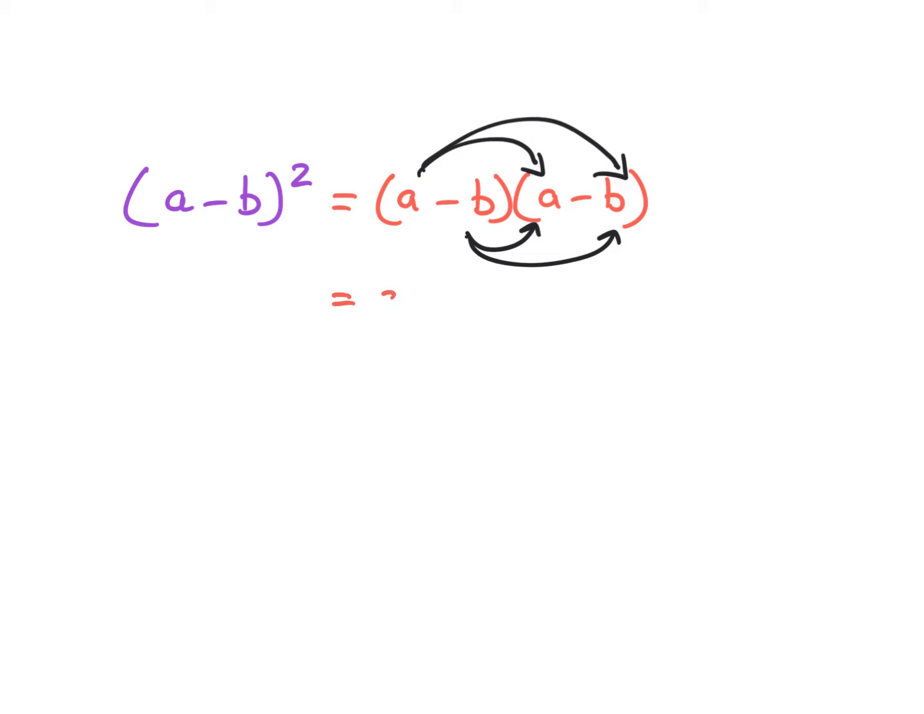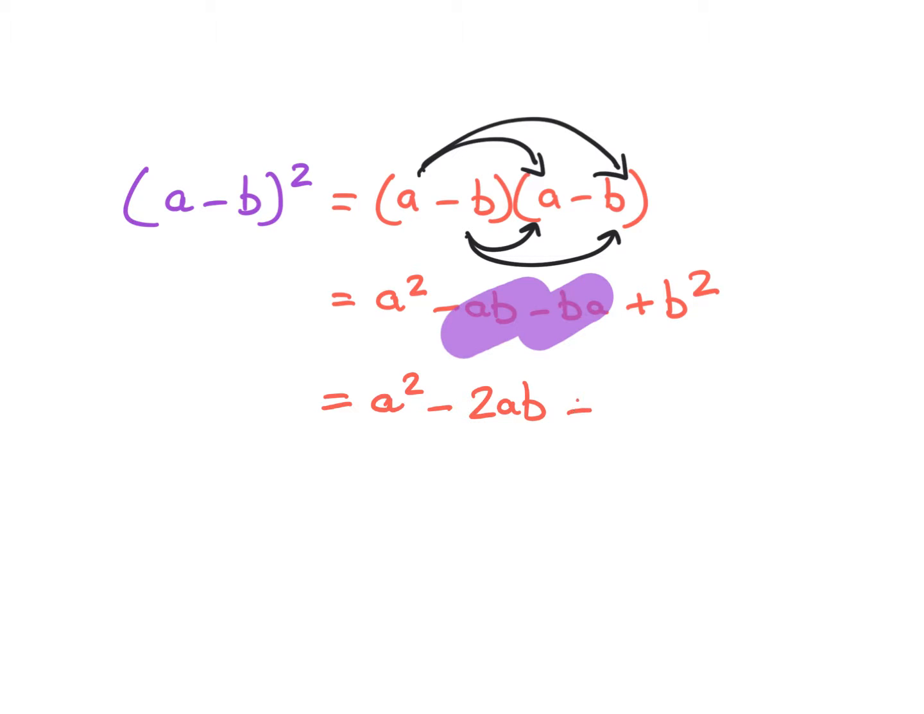A multiplied by A is A squared. A multiplied by negative B is negative AB. Negative B multiplied by A is negative BA. And negative B multiplied by negative B is positive B squared. And once again, I'm collecting my like terms. I have 2 of those, so I can collect them. My answer therefore will be A squared minus 2AB plus B squared.